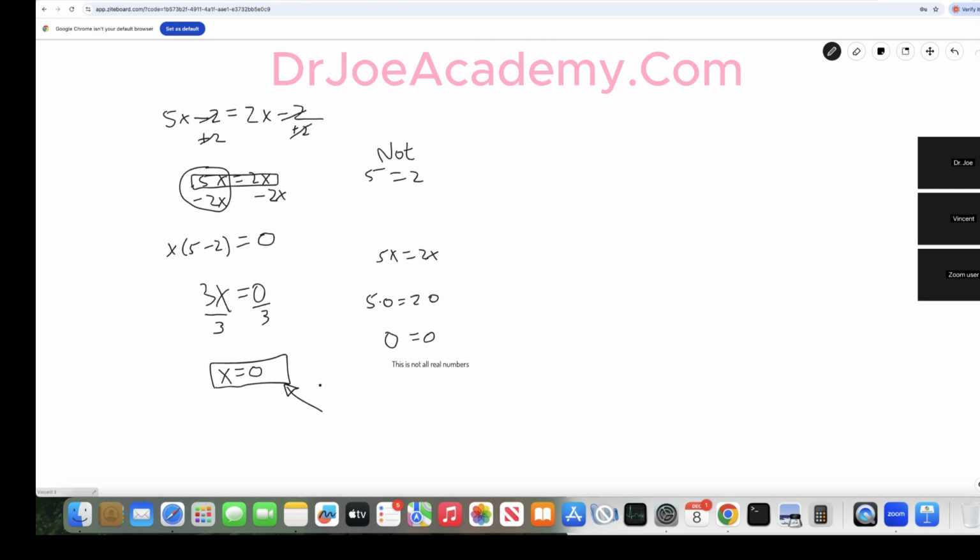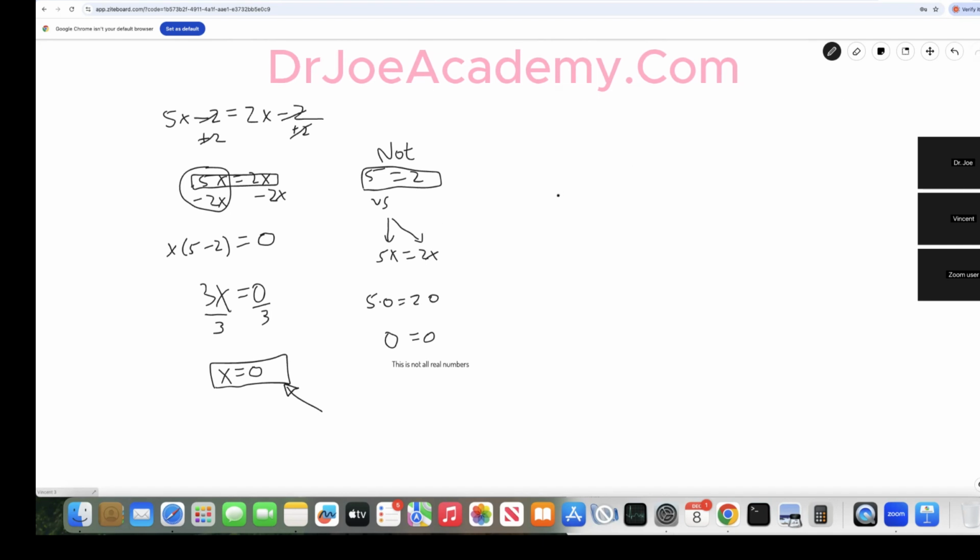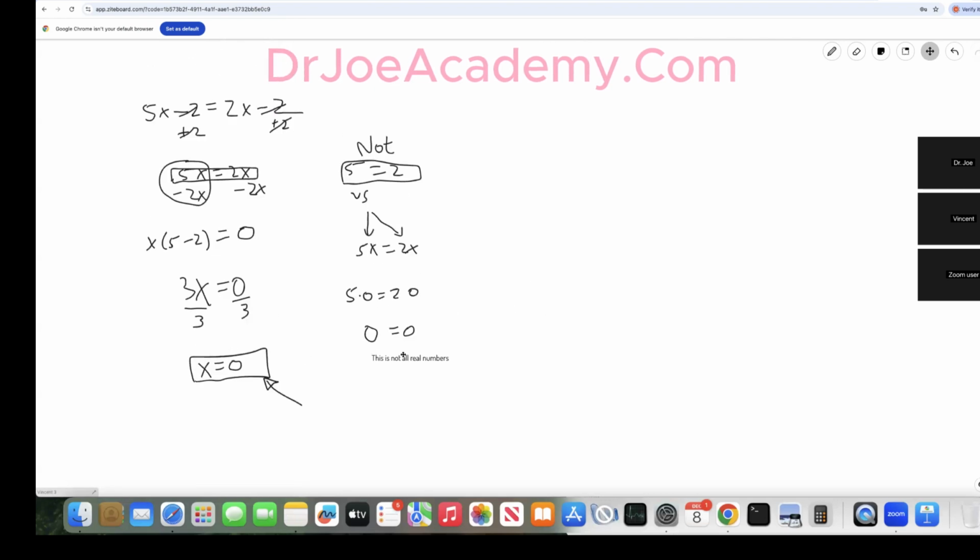So it does make sense. Yeah, it does. But I see where you were going with that because it looked like 5 equals 2, but 5 equals 2 is not the same as 5x equals 2x, right? But that was a good idea because it kind of looked like that. Okay. So it's just 0. So x equals 0 is the solution.